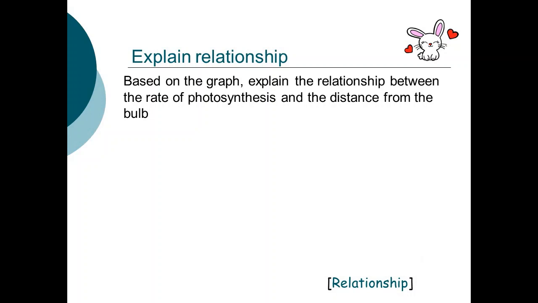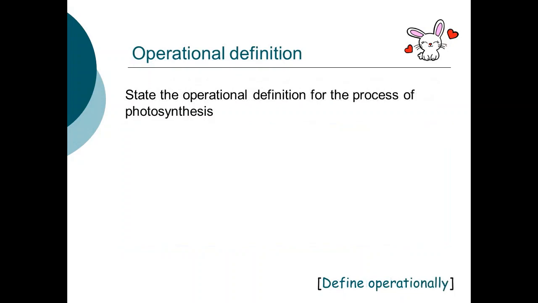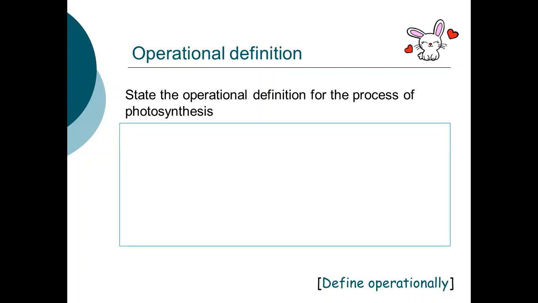Once you have plotted the graph, now based on the graph, explain the relationship between the rate of photosynthesis and the distance from the bulb. So this is a homework to all of you also. Operational definition. State the operational definition for the process of photosynthesis. Please try this after this session also.